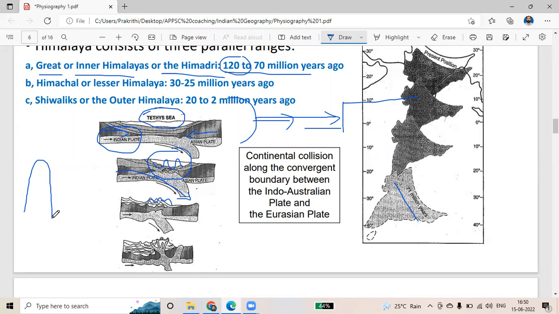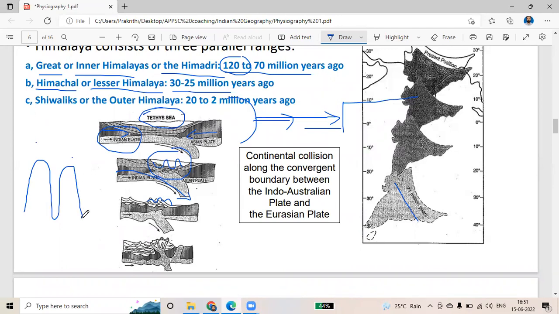Then again the convergent movement is happening and there is the origin of second fold. Second fold बन गया. तो पहला कोलिशन जैसा उतना फोर्स नहीं है सेकंड का, फिर भी there is folding. That fold is known as the Lesser Himalaya or the Himachal. That happens between 25 to 30 million years ago. So second fold हो गया. This is Himadri, this is Himachal.